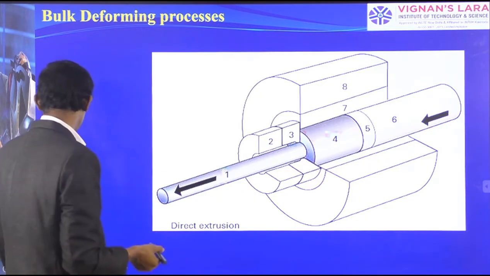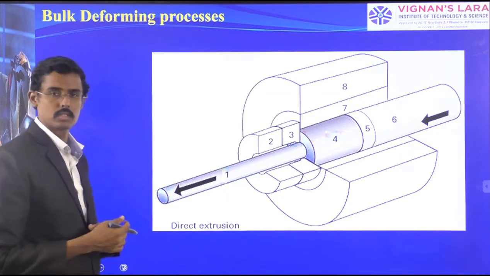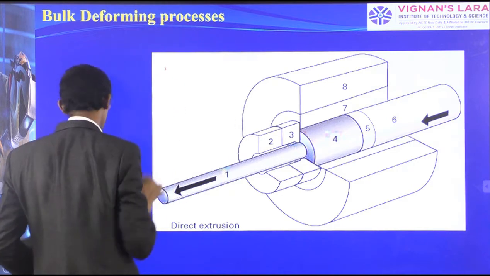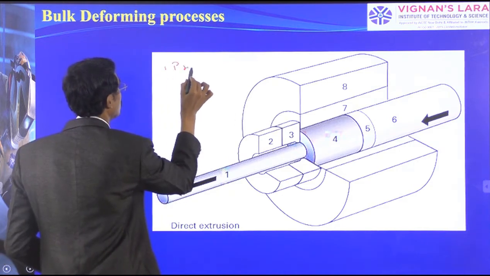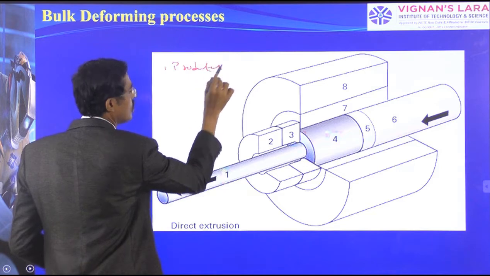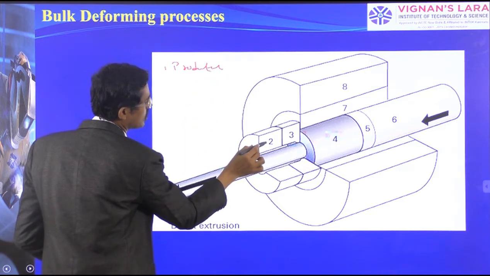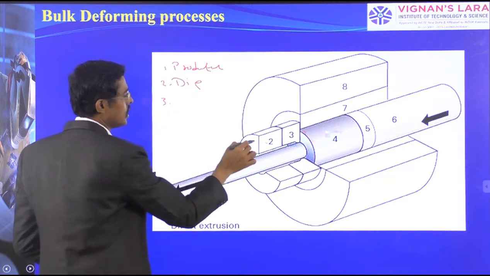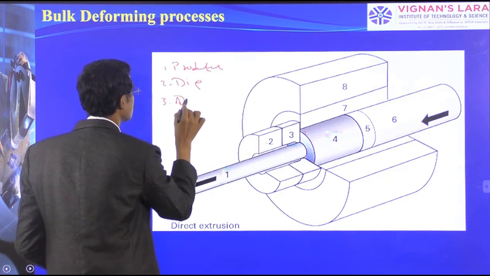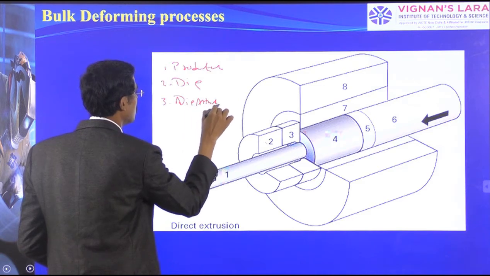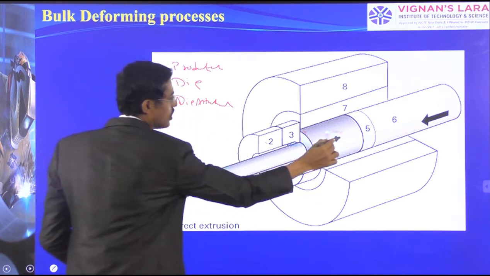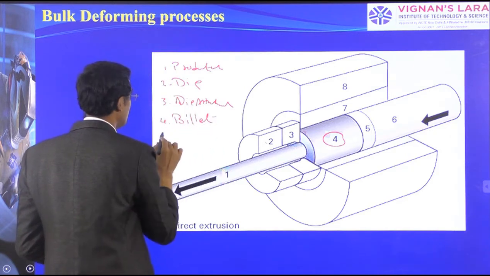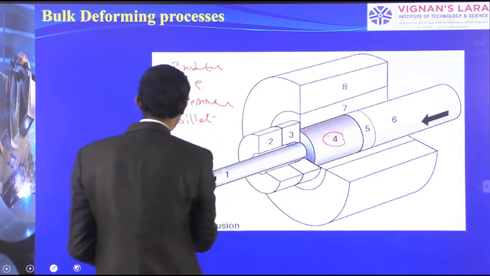I want to explain a few parts here. This is number one, the billet, the product which has come here. Number two is a die. Number three is an attachment, the die attachment. Number four is the billet, the red hot billet. Number five is a dummy block.